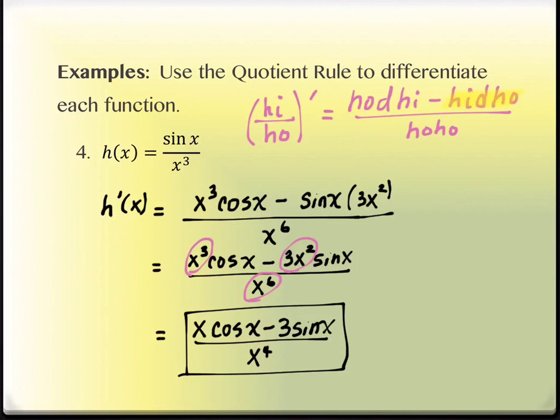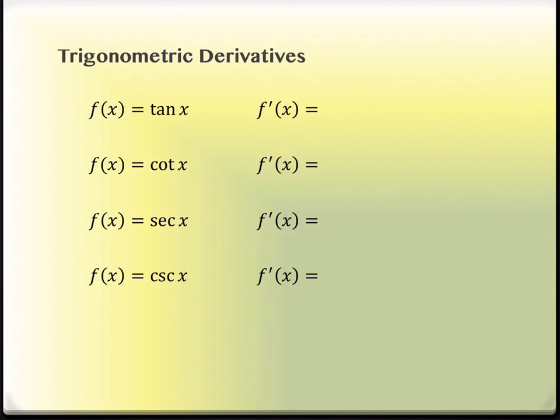We have 4 more derivative rules to learn in this section. I have no idea why they're in this section in particular. Like, they would have fit in the last section just fine, but they're in here, so we're going to do them here. These are the last 4 of the 6 trig functions. We did sine and cosine last time, right? So these are the other 4.